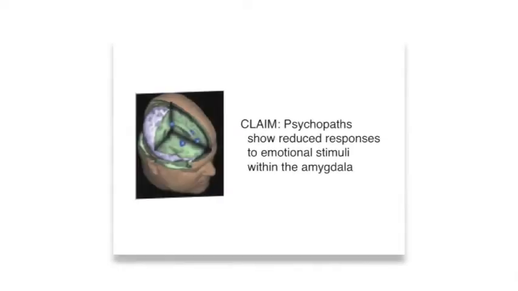So what's behind that image? Well, the specific claim was that psychopaths show reduced responses to emotional stimuli within the amygdala. Okay, so one of those blue dots is in the amygdala. The amygdala is a structure deep within, a subcortical structure just anterior to the hippocampus, often implicated in the processing of emotional stimuli. I'm sure there are probably some of you in the room who know much more about the amygdala than I do.